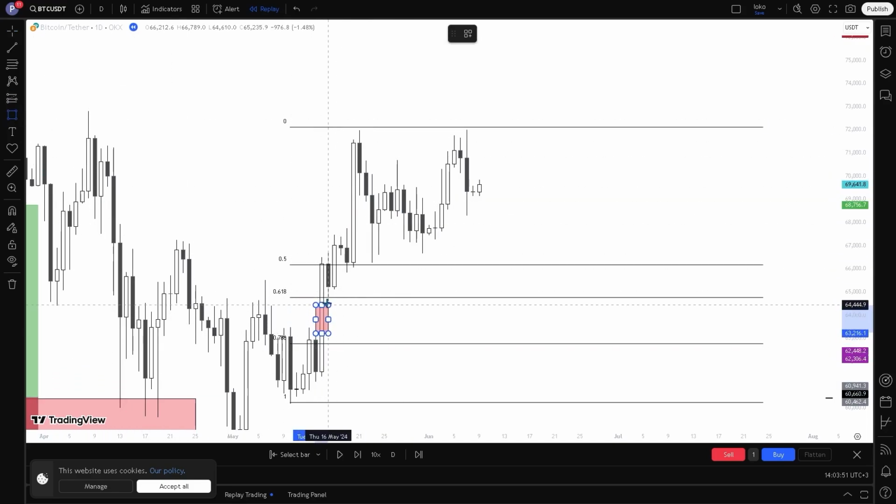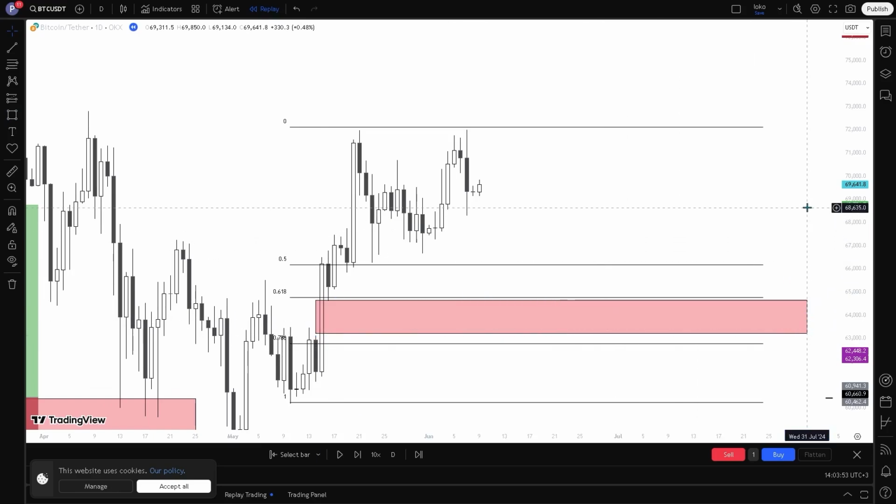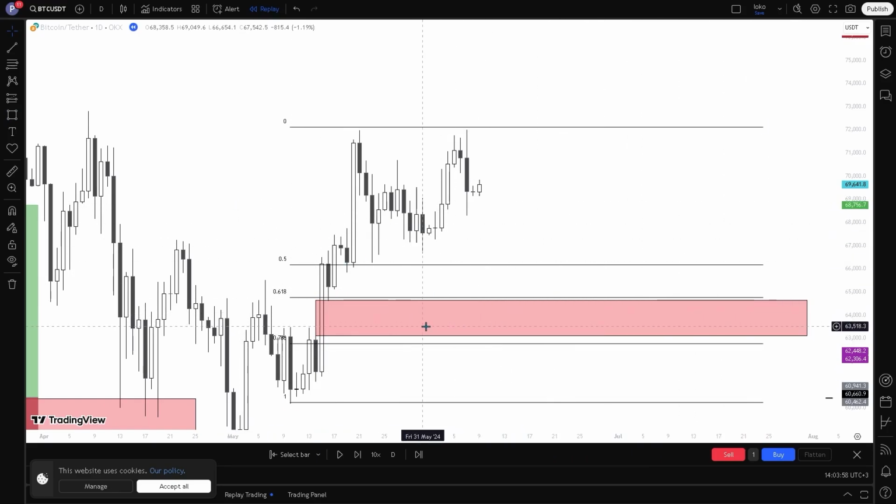So it is going to be the better place to open our deal, not here. Here we have now the optimal entry zone. It is situated in the discount market and it is a good point to open our deal.